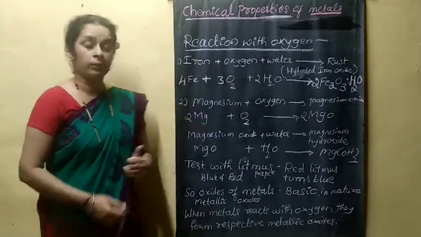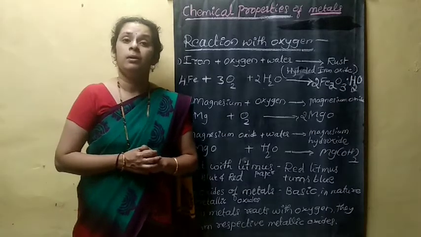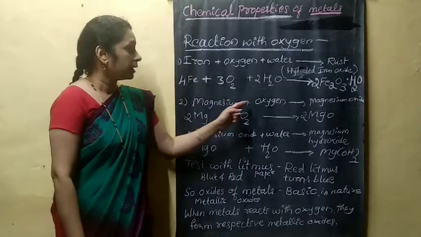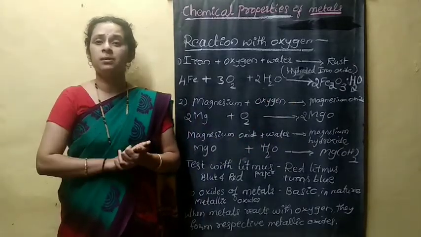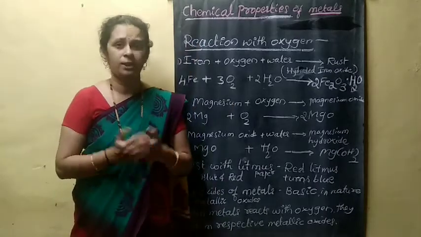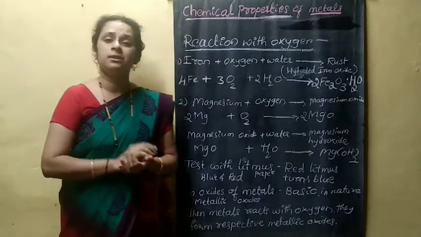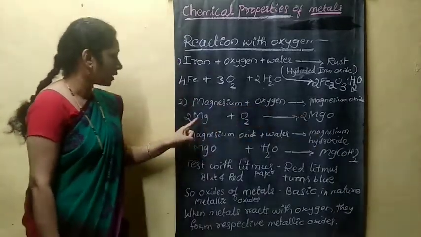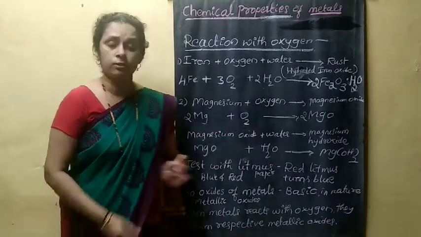Next, another reaction to show the reaction of metals with oxygen. A very important, highly reactive metal is magnesium. You have heard about magnesium. Magnesium reacts with oxygen and forms magnesium oxide. For this, you have to burn a magnesium ribbon in the presence of oxygen. It burns with a bright light and forms a white, ash-like powder. That is nothing but magnesium oxide. Here, magnesium plus oxygen gives magnesium oxide: 2Mg + O2 gives 2MgO. The 2 is added to balance the equation.